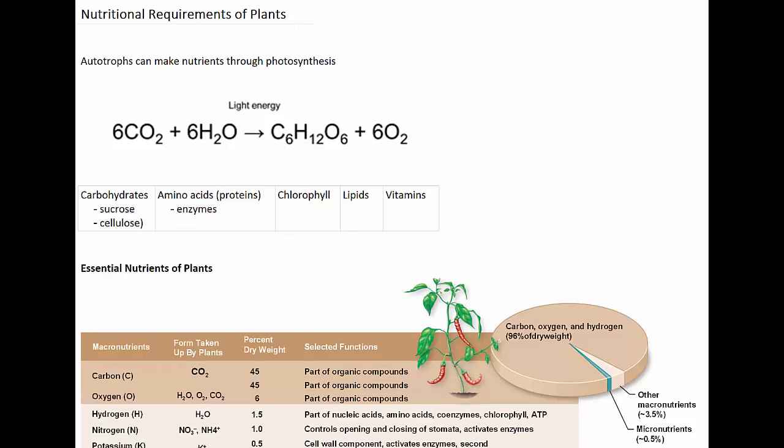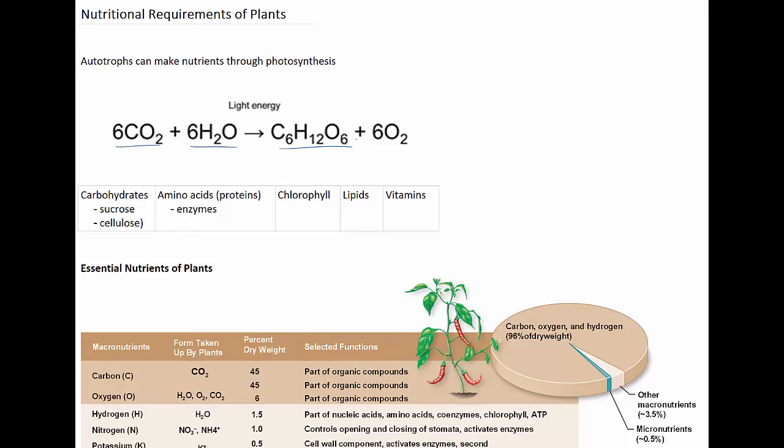Autotrophs need nutrients like carbohydrates, proteins, lipids, and vitamins for their metabolism, growth, and reproduction. What distinguishes autotrophs from heterotrophs is that they can make these organic compounds through the process of photosynthesis, whereas heterotrophs must get them from eating other organisms. In photosynthesis, plants absorb elements from their surroundings, carbon dioxide and water, and they convert this into glucose, which is a source of energy for autotrophs.